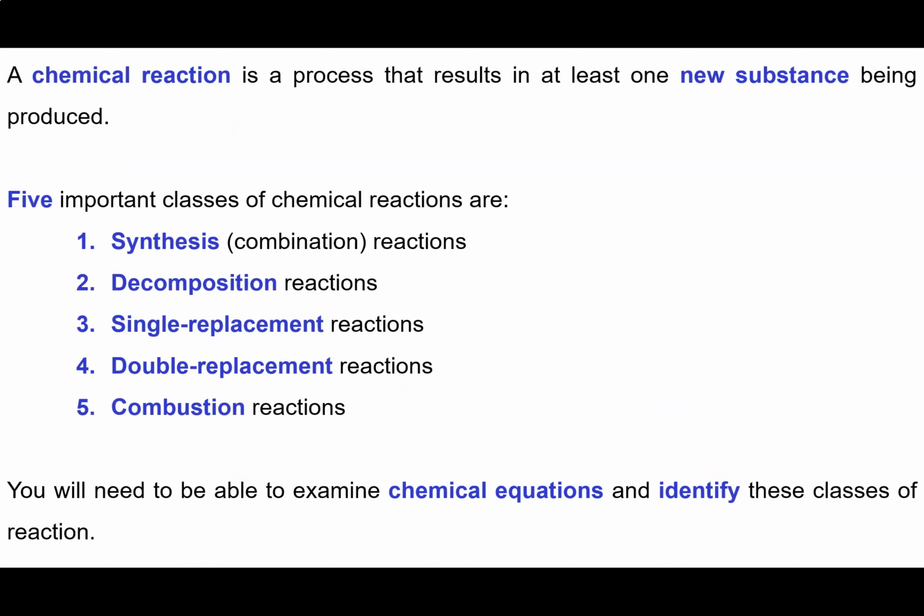So a chemical reaction is a process that results in at least one new substance being produced. So if you don't get a new substance being produced, it's not a chemical reaction. It could be a physical change.